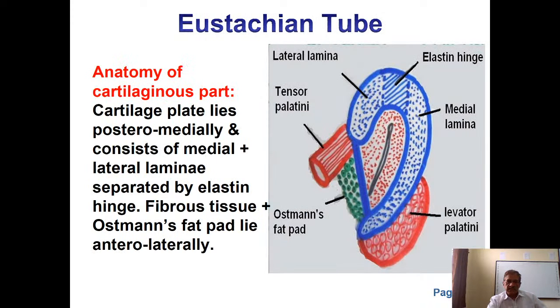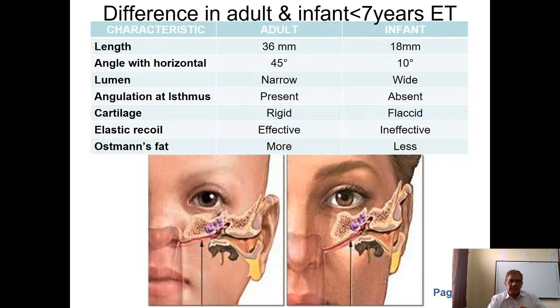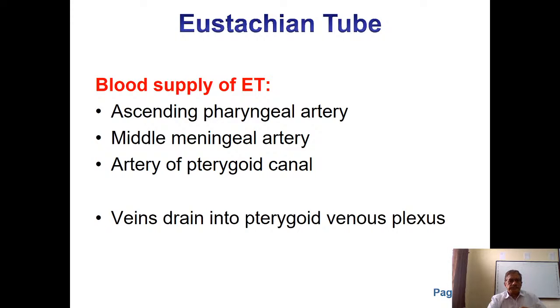So with this knowledge of the Eustachian tube, the blood supply of the Eustachian tube is the ascending pharyngeal artery, middle pharyngeal artery, and artery of the pterygoid canal. The veins drain into the pterygoid plexus.